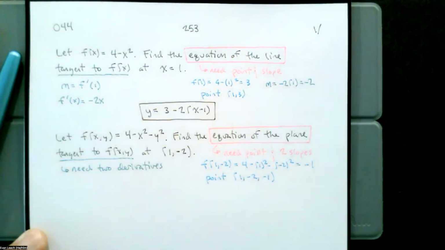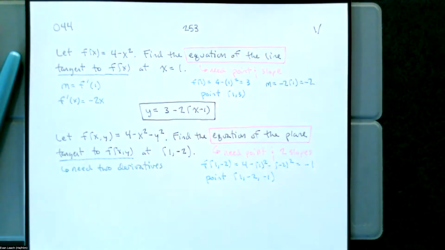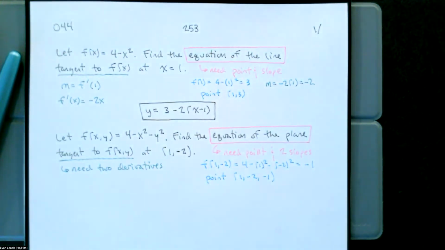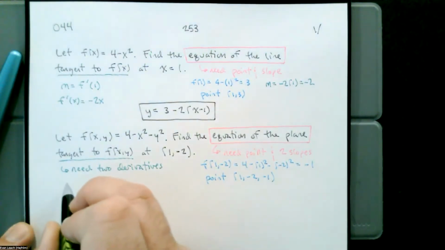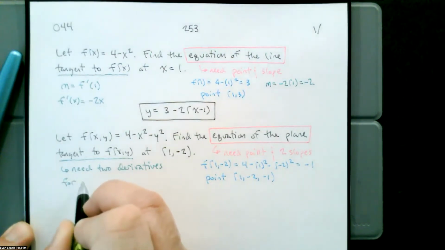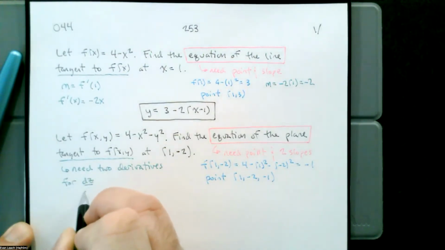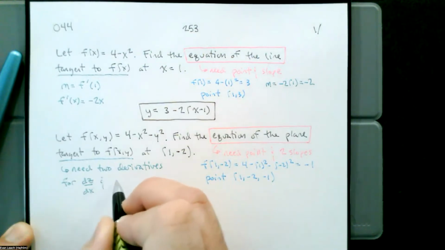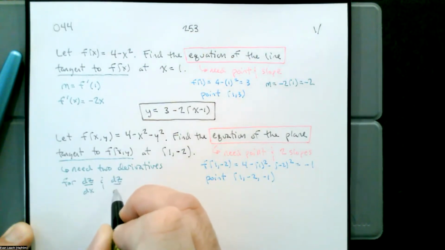And here we have finally run into something new. I've got a function of two variables. I'm trying to find the equation of a tangent, in this case, a tangent plane. That means I need two slopes. I need a dz dx and a dz dy. Those are the two slopes that I need. Need two derivatives for dz dx and dz dy.